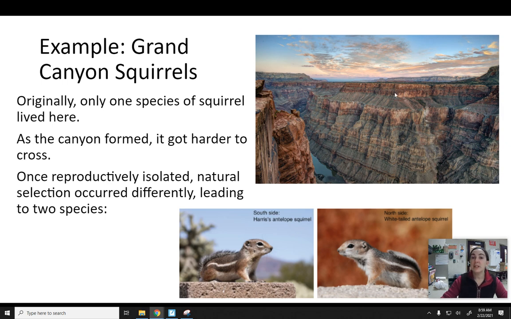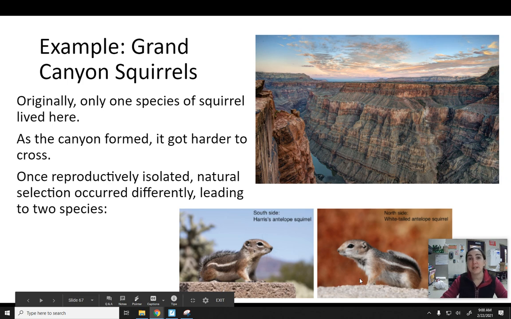And once they were reproductively isolated, the mutations that appeared in their populations were different, and the selective pressures were different. So over time, they became two similar but distinct species. The one on the south side is called Harris's antelope squirrel, and the one on the north side is called a white-tailed antelope squirrel. They may still look really similar to us, but they can no longer interbreed and successfully produce offspring, and so they're considered separate species. So that's an example of a physical way that these were reproductively isolated.